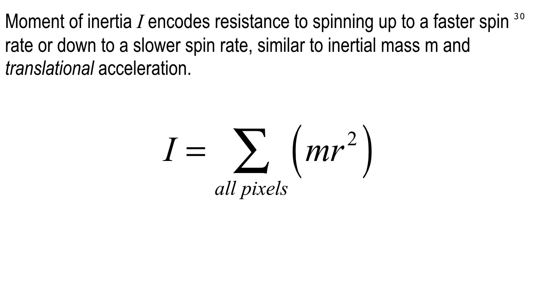So it might actually be easier for the male to spin up to a certain speed, or it might be easier for the female skater to spin up to a certain speed, or to slow down. You just have to check. So it's similar to inertial mass in regard to translational accelerations and stuff. But now this is for spinning.